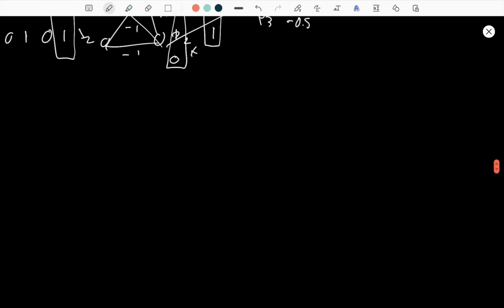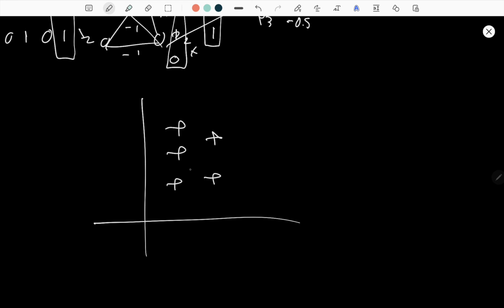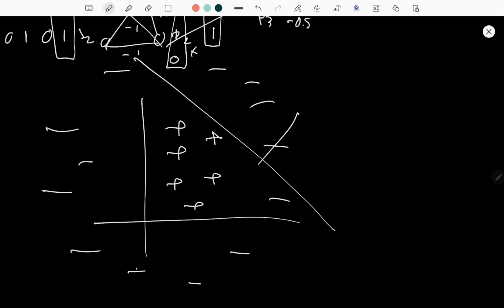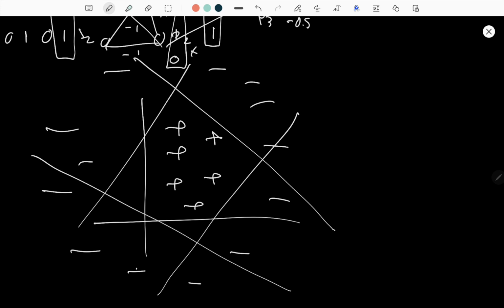So if you have the space, like for example, if you have the 2D space and you have the positive class here and the negative class are here, so how can you classify the positive from the negative one? You may need the line here, the line here, the line here, and the line here. And then put it together using the AND operation, right? So now you have 4 lines.